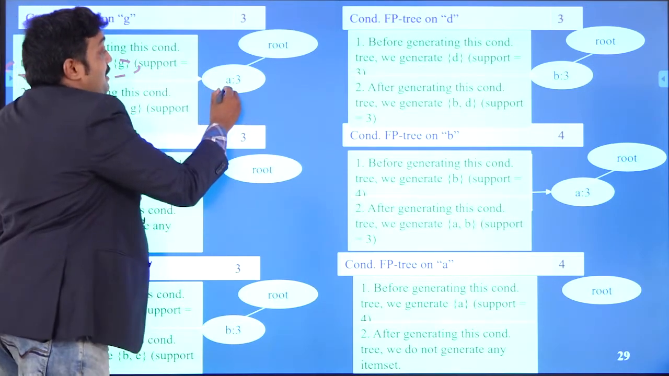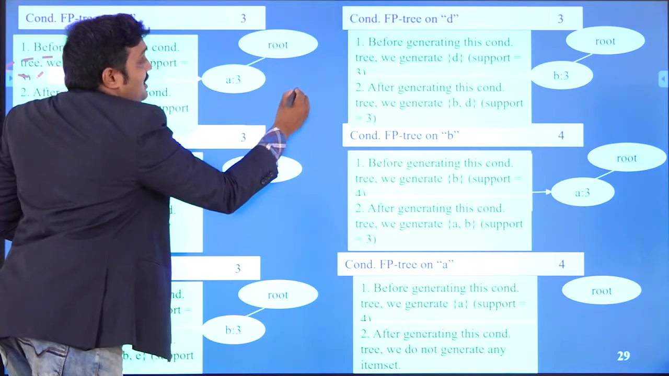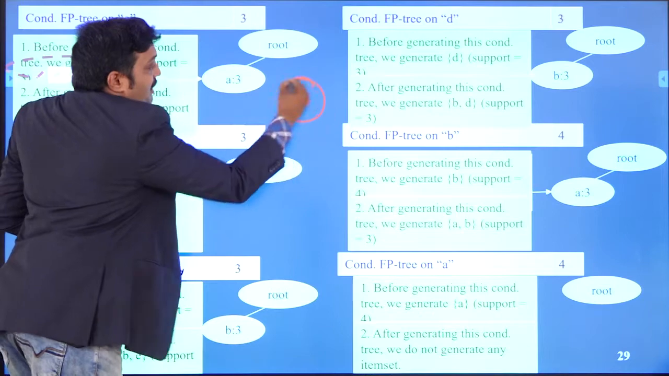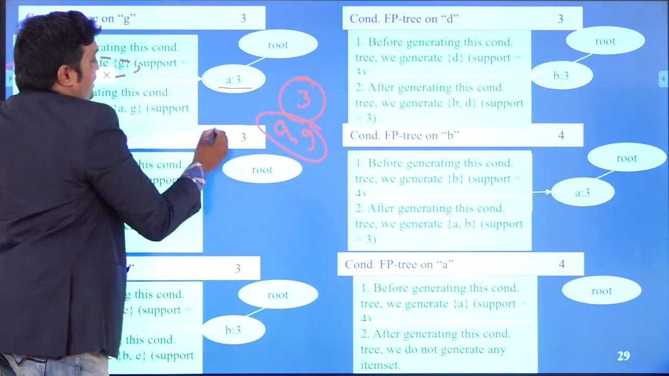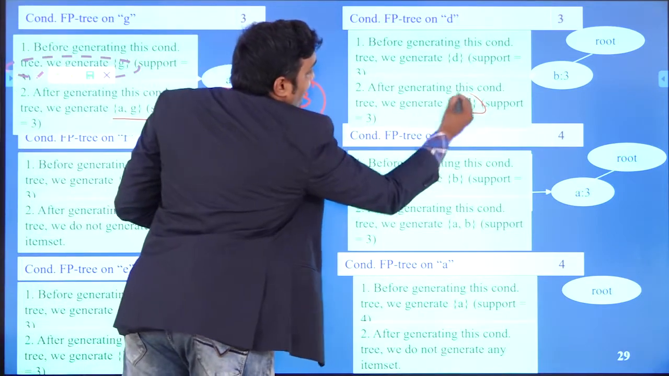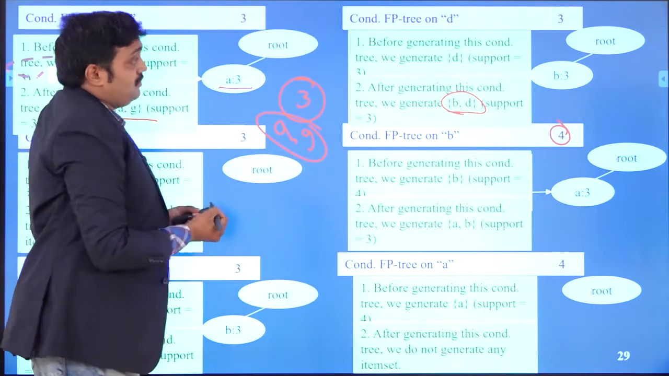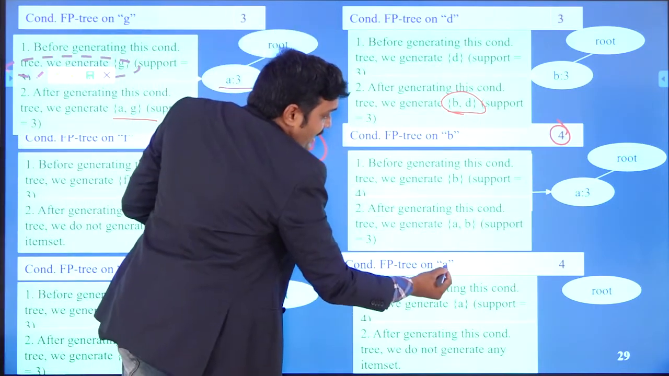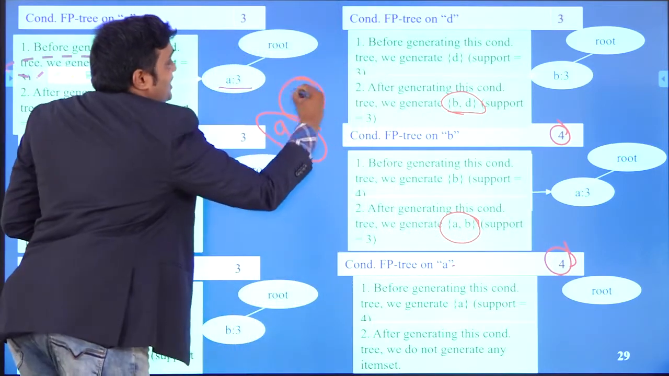That means with the condition, we got the condition is 3. Support condition is 3. If the combination A and G occurs 3 times, like B and D occurs 4 times, that means more frequent. And A and B occurs 4 times. That means our condition is 3.